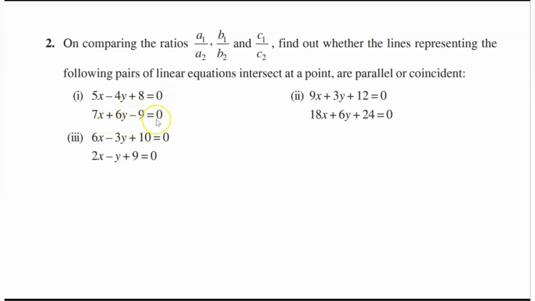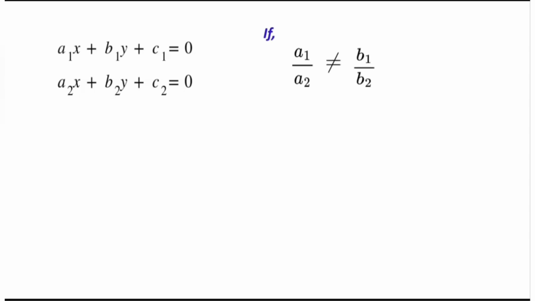The first question is 5x minus 4y plus 8 equal to 0, 7x plus 6y minus 9 equal to 0. To find out whether the lines intersect at a point or are parallel or coincident, first of all you should know how these a1 by a2, b1 by b2 and c1 by c2 are helpful in identifying that. For that, take the linear equations in general: a1x plus b1y plus c1 equal to 0, a2x plus b2y plus c2 equal to 0. Take the coefficients of x and y, that are a1 and a2 and b1 and b2, and find out a1 by a2 and b1 by b2.